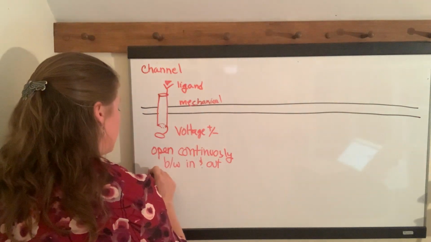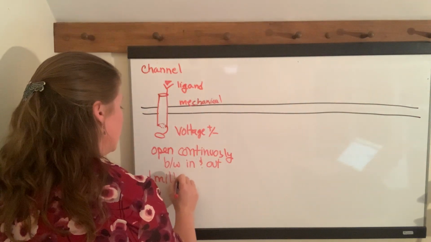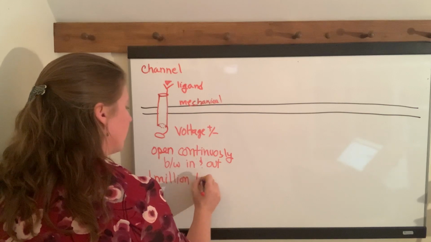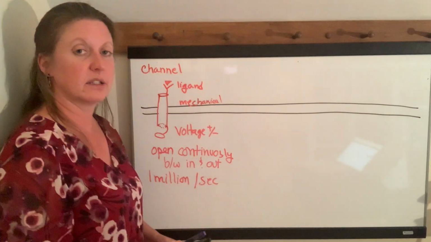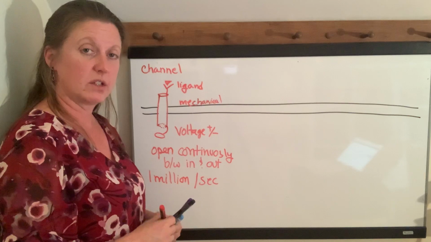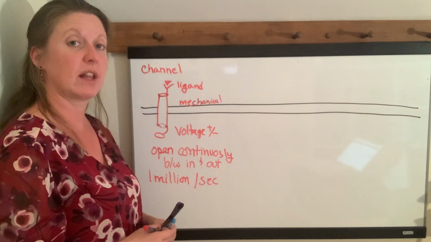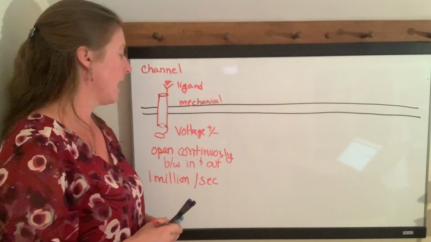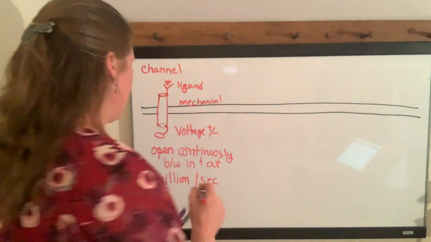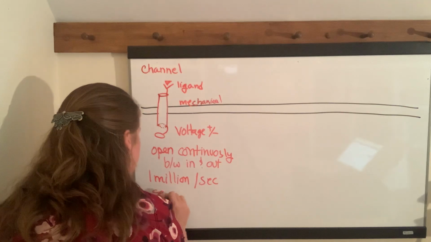So channels are capable of moving about 1 million molecules per second. You do not have to know that number. I just want you to appreciate how fast these channels are in terms of allowing substances to move. Channels are also what we call selective.